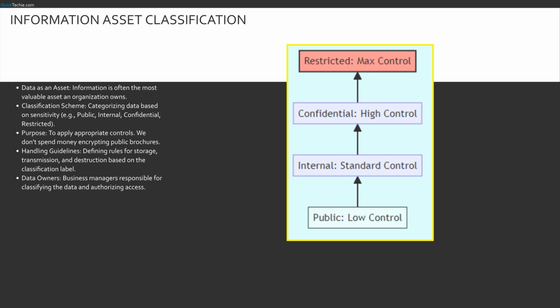Think of classification as a pyramid. At the bottom is public data, requiring low control. As we move up to internal and confidential, the controls increase. At the peak is restricted data, requiring maximum control. The higher you go up the pyramid, the stricter the security measures must be.